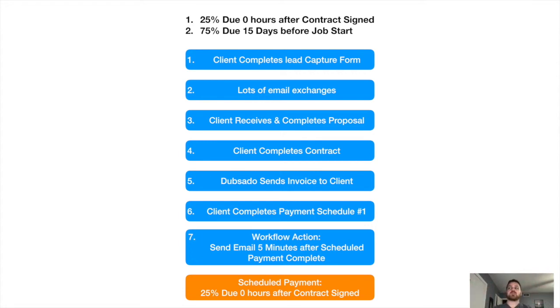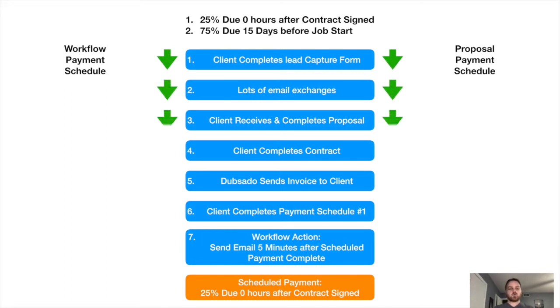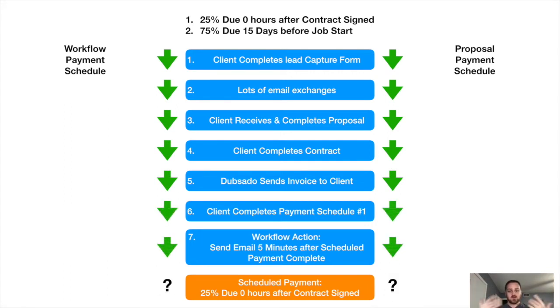Great. Okay, cool. So again, graphically, you've got your workflow payment schedule and the proposal payment schedule. It's the same payment schedule. It just exists in 2 places. So you're going to go through your entire workflow process, right? The green arrows represent the payment schedule for each, the workflow and the proposal. But things get screwy at this last step, which is scheduled payment, perform an action based on this scheduled payment. Okay.